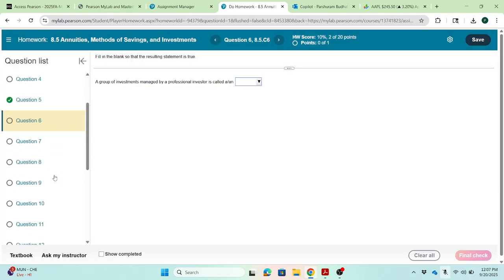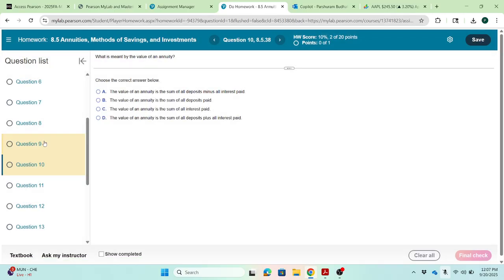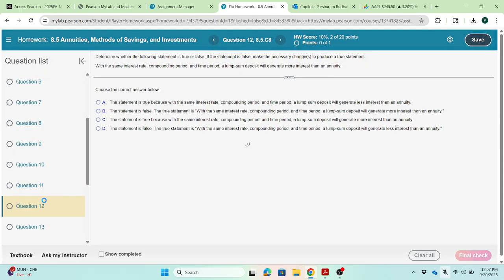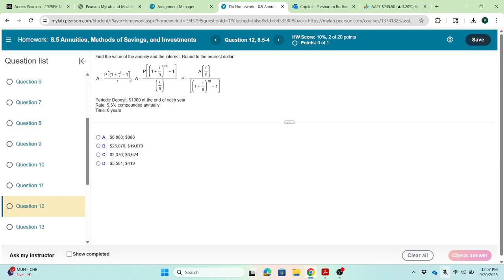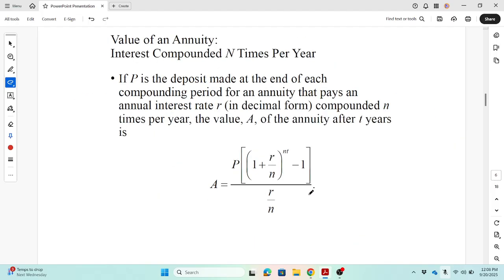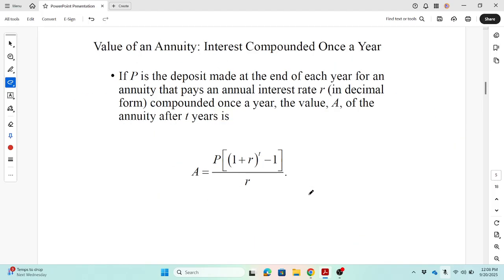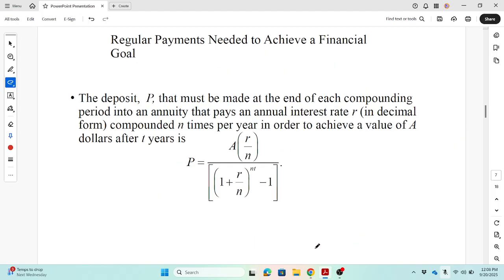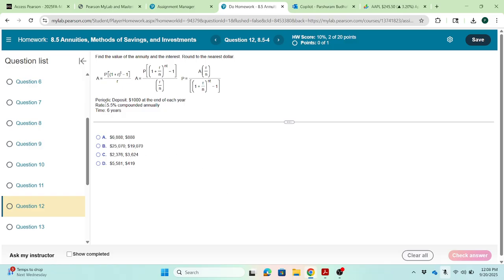Okay, let me find some problems. These are just the information. Okay, here is the first question. Find the value of the annuity and the interest, rounded to the nearest dollar. If you go back to the formula here for the annuity, there are different types of formulas. Depending on your situation, you use one of the formulas. Let's read the question. Periodic deposit is $1,000 at the end of each year. So it's once a year. So this is the formula we're going to use, the first one.